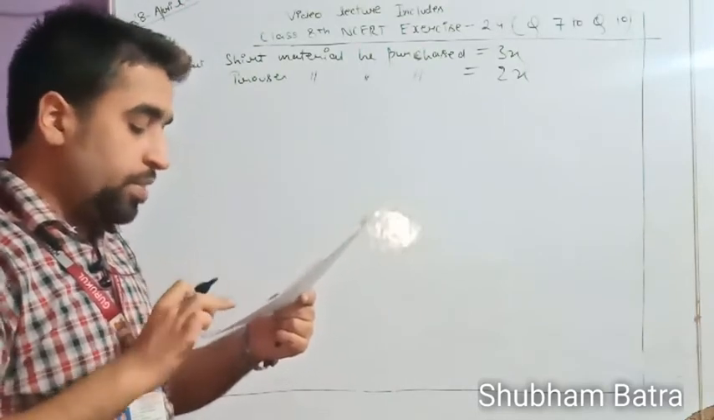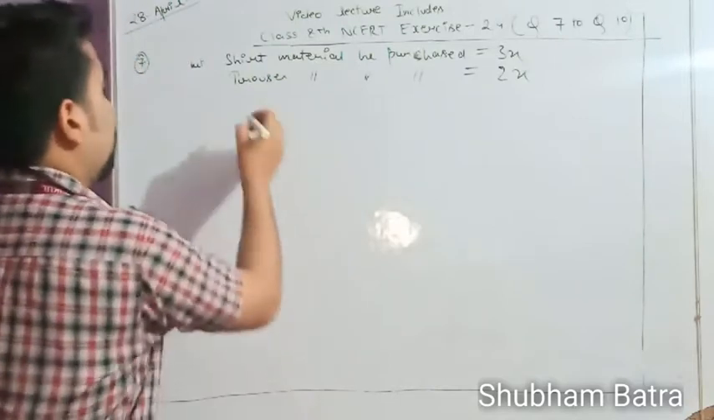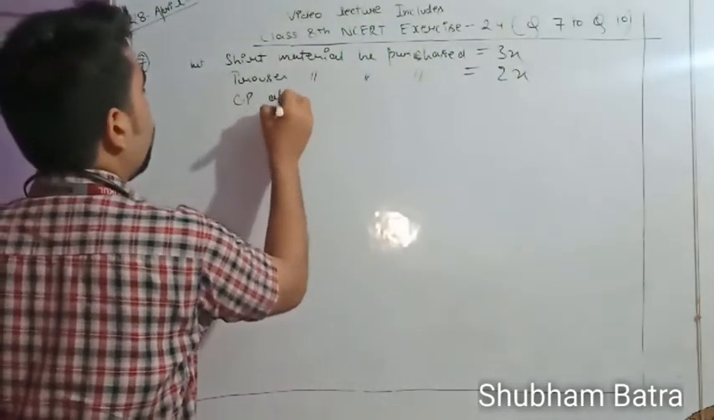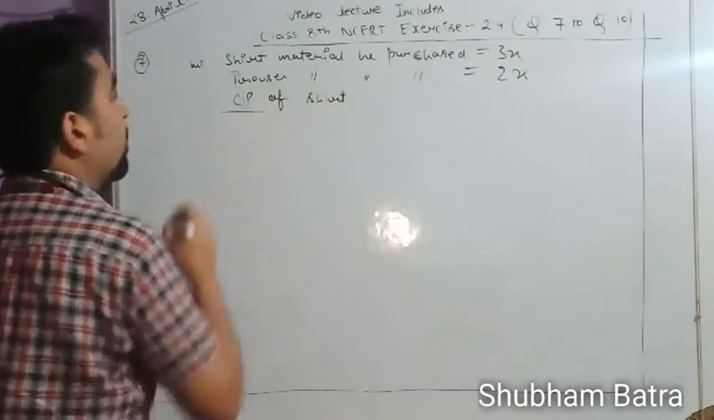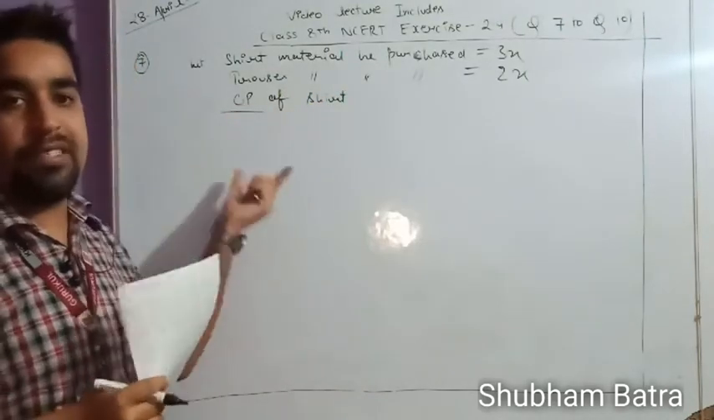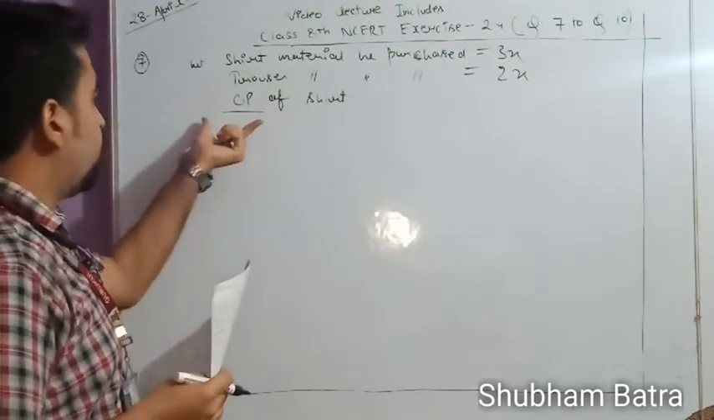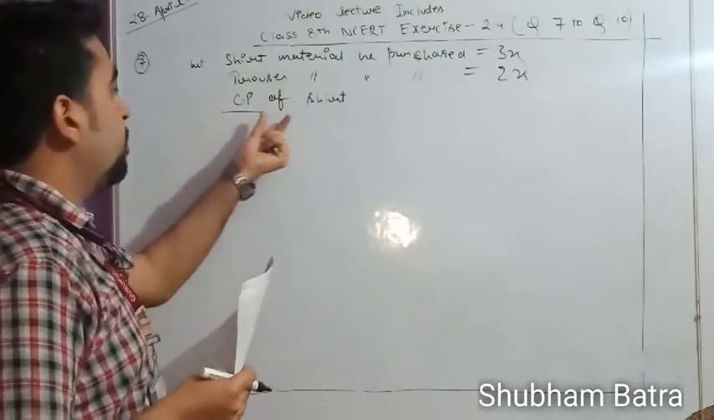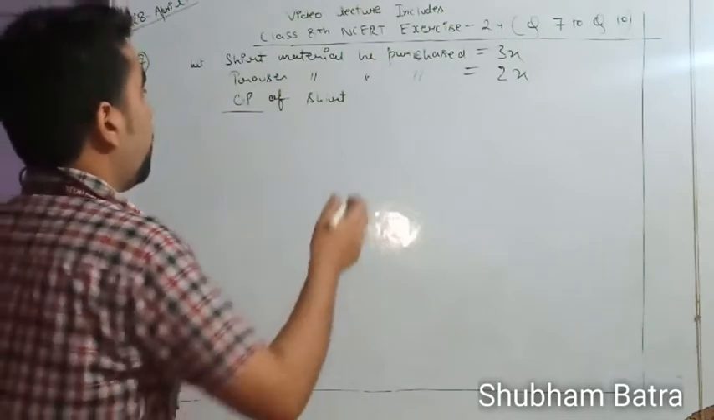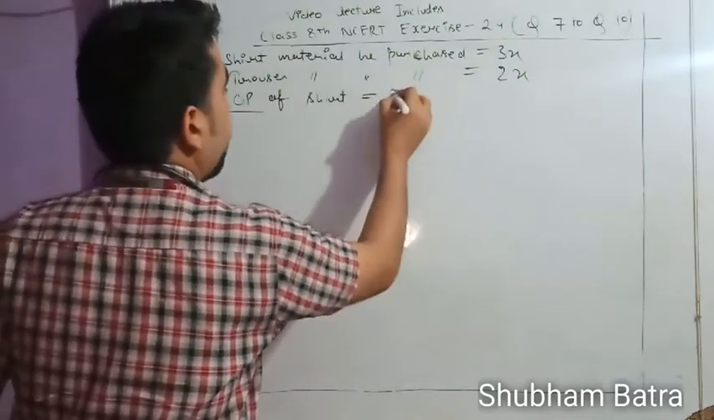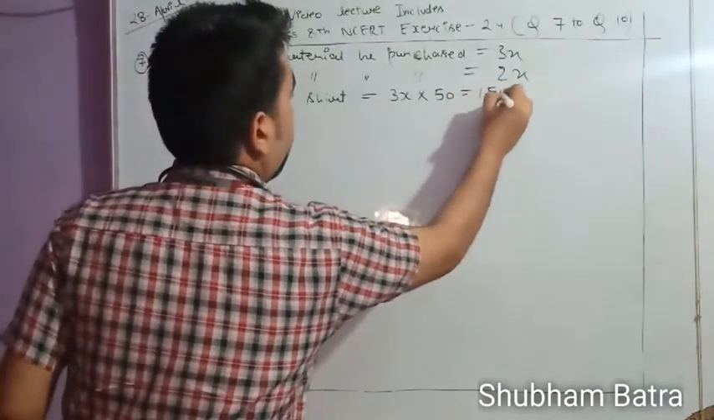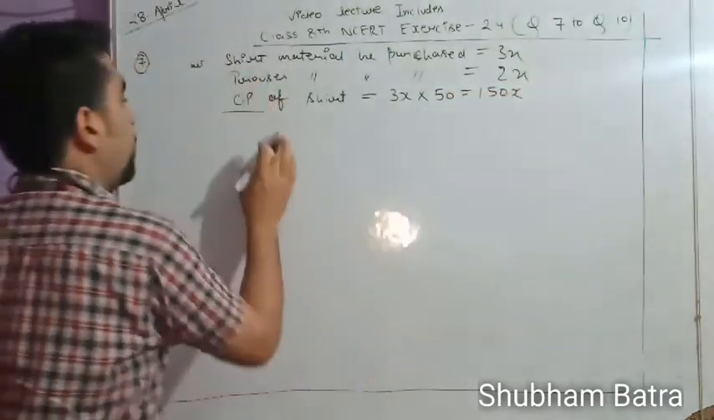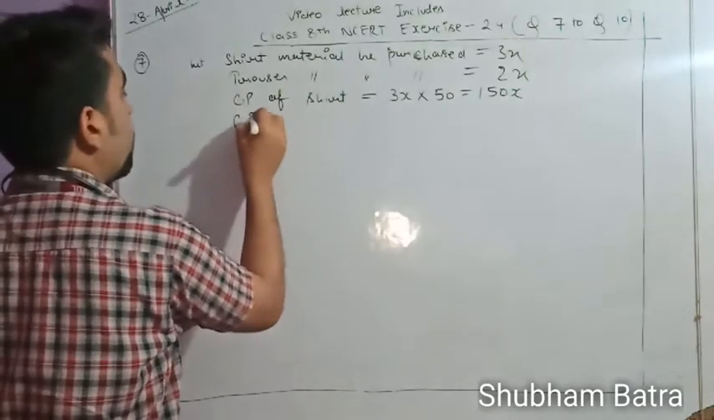Shirt material cost is rupees 50 per meter. So CP of shirt, cost price, because the article is purchased at a particular price, is known as cost price. So in short I am writing it as CP. So CP of shirt will be 50 per meter. So how many meters has he purchased? 3x meters. So 3x into 50, 150x is the CP of shirt. Now what will be the CP of trouser?